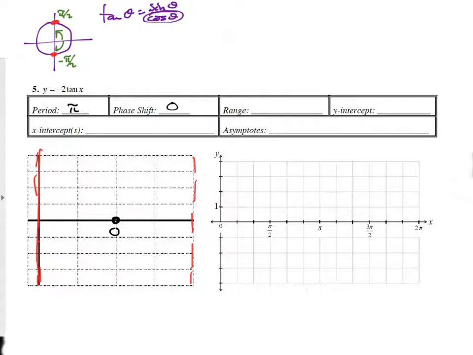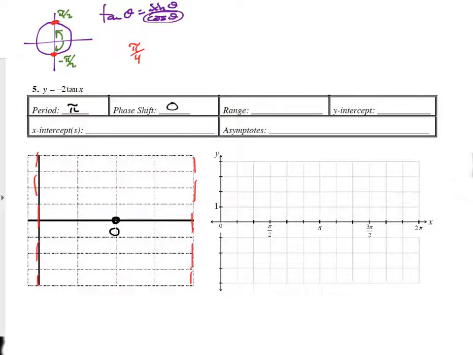There's 1, 2, 3, 4, 5 important points. We know the center, and we know that this is really only split up into 4 sections. So if from here to here is pi, how do we know the distance of every section? How would you figure that out? Take pi and do what with it? Divide it by 4. So I'm going to take pi and divide that by 4.